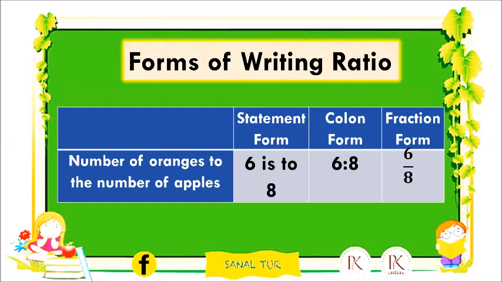Yes, because the first number in here is the number of oranges. We mentioned a while back that the number of oranges is 6, diba? So 6 will be the first number, to be followed by the number of apples, that is 8. So this is the fraction form, column form, and the statement form. Okay, another example.